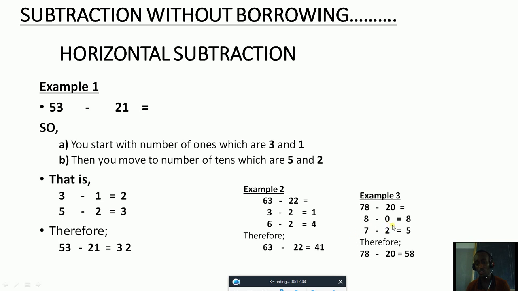7 minus 2, if you draw 7 balls and cross 2 balls, you will remain with 5. So the answer here is 78 minus 20 equals 58, because 8 is the result of subtracting the number of ones, and 5 is the result of subtracting the number of tens. Okay, so good. I think now you understand horizontal subtraction without borrowing.